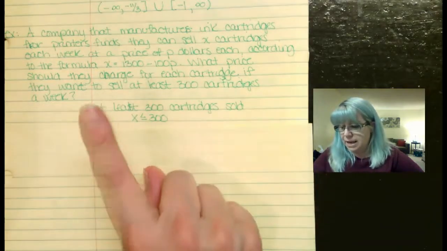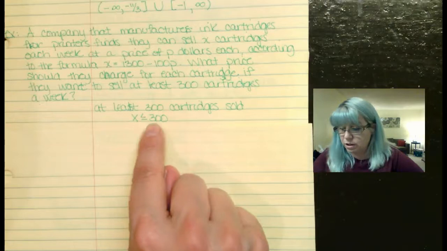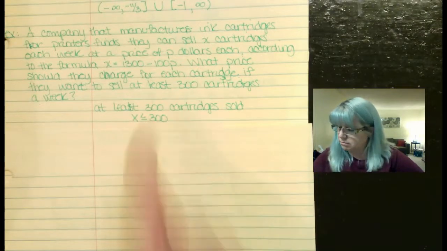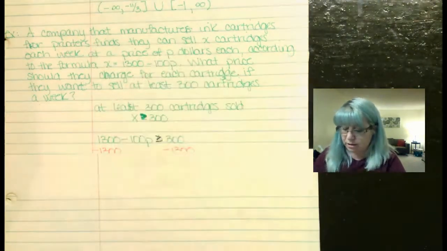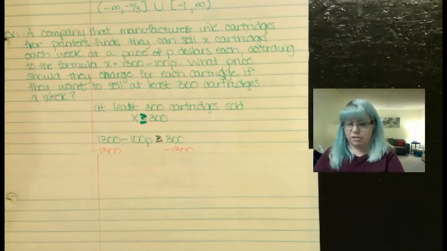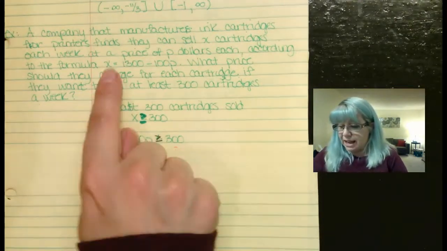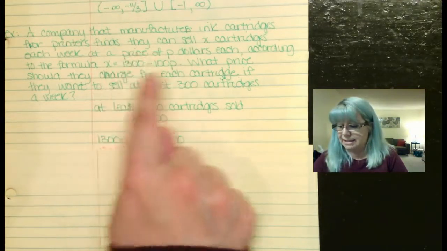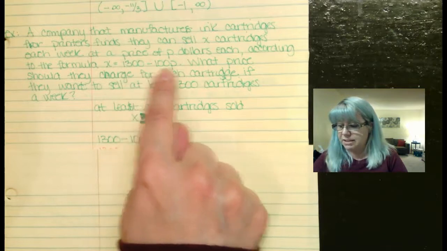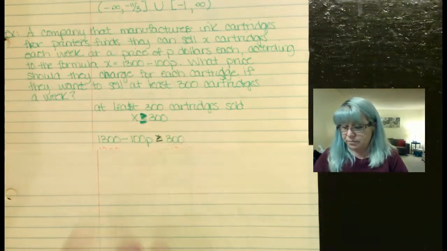Okay. So my X, which is the number of cartridges, is less than or equal to 300. So at least. That's not right. It should be greater than. I just said greater than and I didn't put greater than. Greater than or equal to 300. There we go. Okay. Since we already had an equation for X, I can replace X with 1300 minus 100P is greater than or equal to 300.